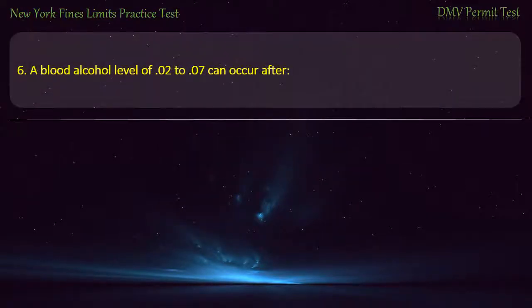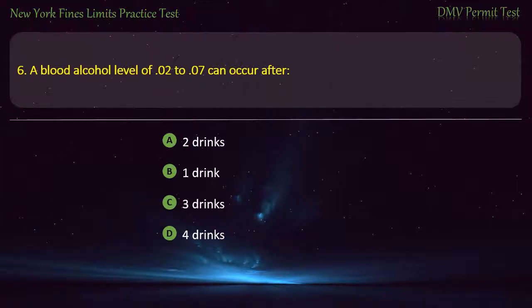Question 6. A blood alcohol level of 0.02 to 0.07 can occur after 2 drinks, 1 drink, 3 drinks, 4 drinks. Answer: 1 drink.